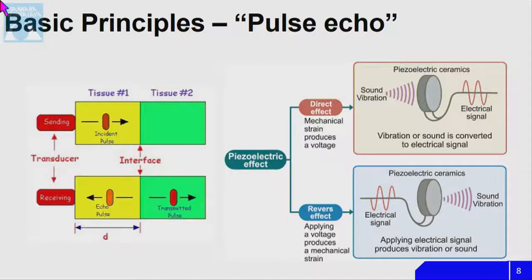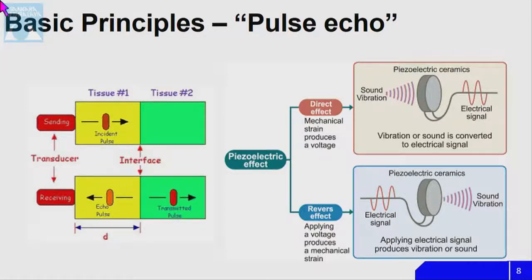So the basic principle is, as I told, it's a pulse echo. There is a transducer inside our probe, which sends pulses of ultrasound to the tissue. There we encounter multiple tissue interfaces, so multiple echoes return back, which are received by the receiver inside the transducer. So this is what is happening inside the transducer. This is the pulse echo principle.